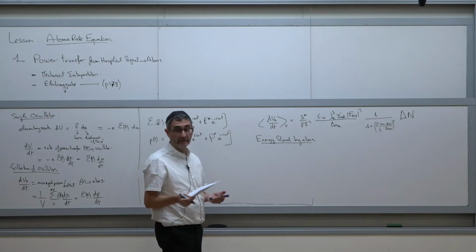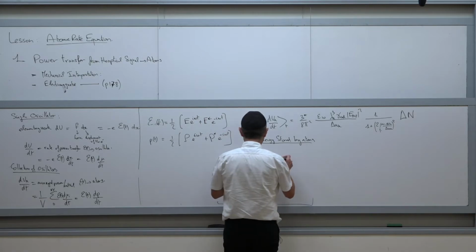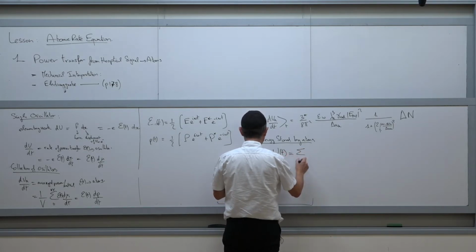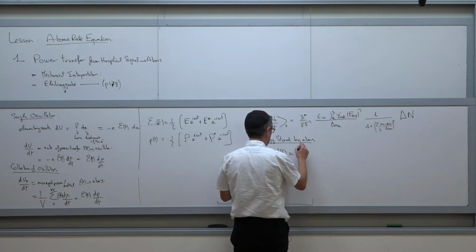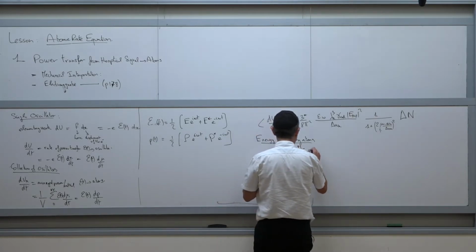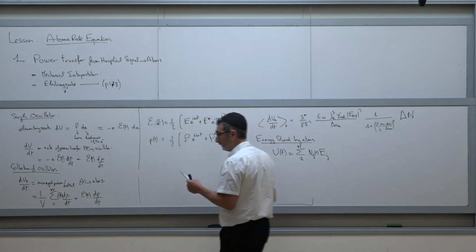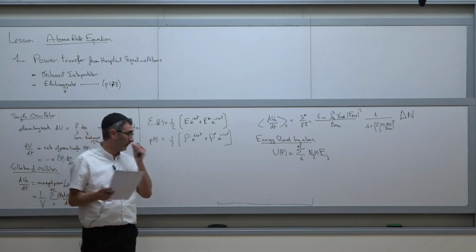If you consider that from the quantum point of view, you write that the energy U of t is the sum over all the levels from 1 to, let's say, m levels, of the population of each level, nj of t, times the energy of the level. This is a quantum point of view. Here I'm switching to the quantum point of view.